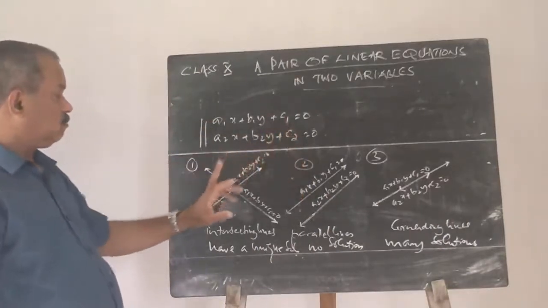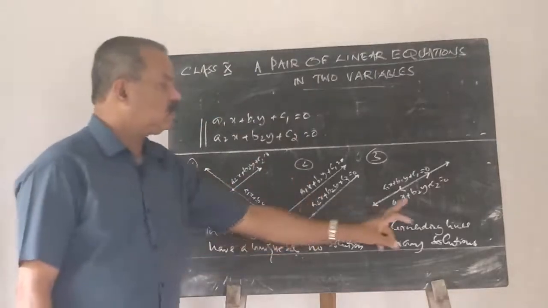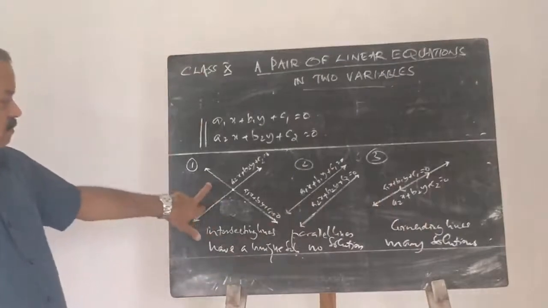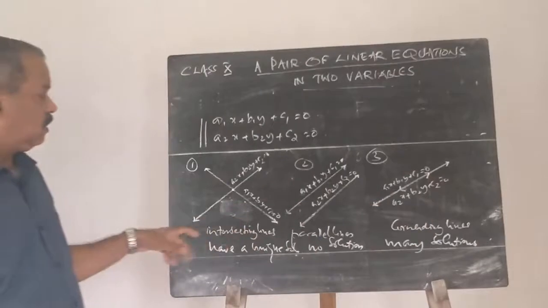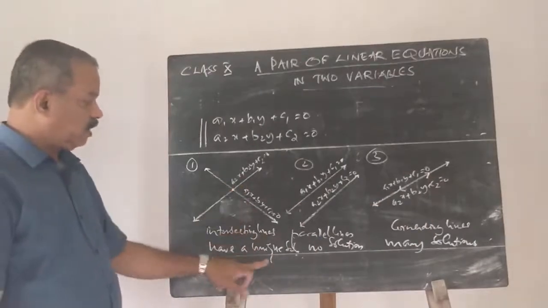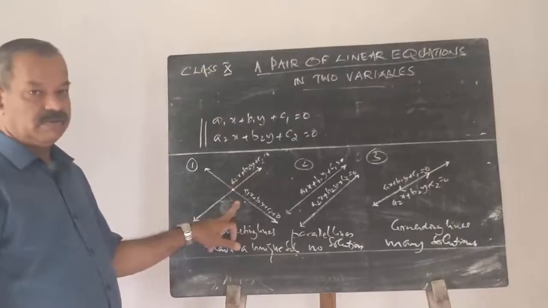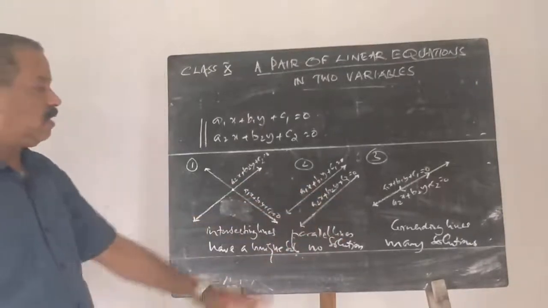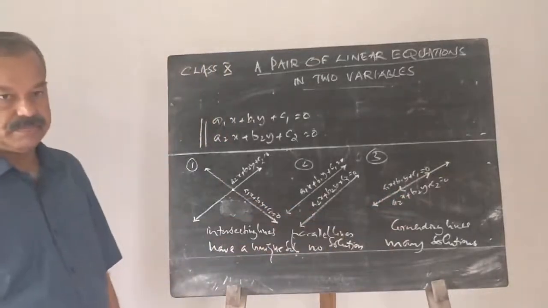Now from these graphs, it is clear that a pair of linear equations in two variables has a graph of either intersecting lines, or parallel lines, or coinciding lines. If the graphs are intersecting lines, then they have a unique solution. X has a unique value, Y also has a unique value. And if they are parallel, there is no solution. And if there are coinciding lines, many solutions are there.